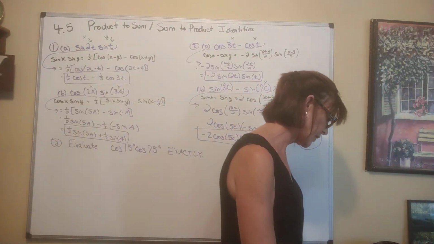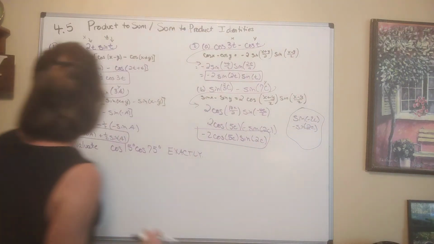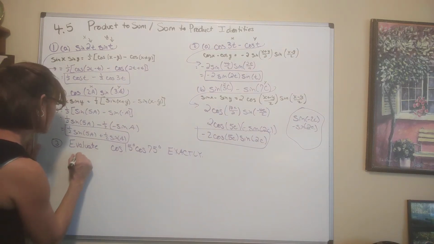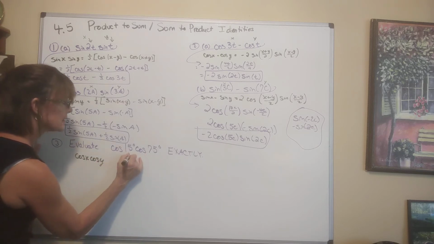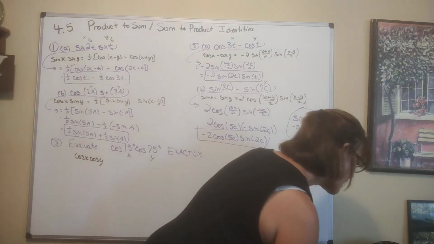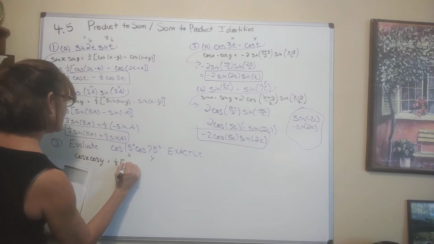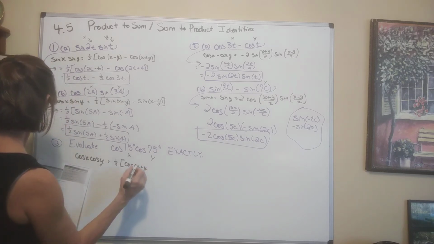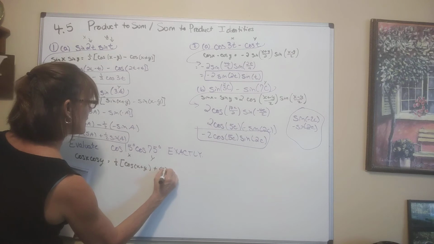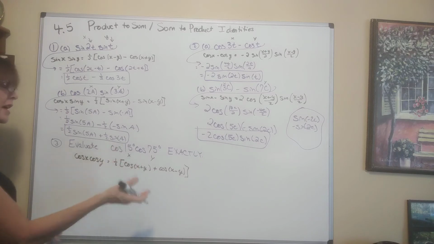Look at the first set that you're given, and this falls into the cosine of x times the cosine of y. That's what this fits into, where x is 15 degrees and y is 75 degrees. So the cosine of x times the cosine of y is equal to 1/2 the cosine of x plus y plus the cosine of x minus y.